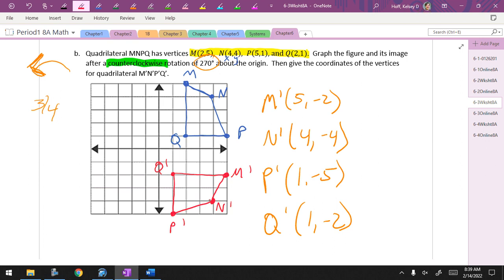Okay. We started up here. We were turning towards Weiss. 90, 180, 270. Did we graph our final one in the right spot? Yes. Okay. It's fine that the points are written sideways on your paper. Ms. Hoff does not care. Okay, flip it over.